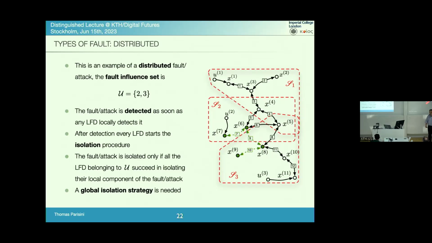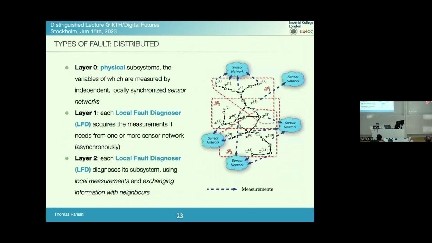Otherwise, there is no way you can associate where the fault is to one subsystem or the other, or both, okay? That means that the global isolation strategy is needed, and that is the motivation for the architecture we propose. And the architecture we propose is the following, which is kind of obvious in a way. So we have 3 layers. That is our main proposal, and let me explain that a little bit.